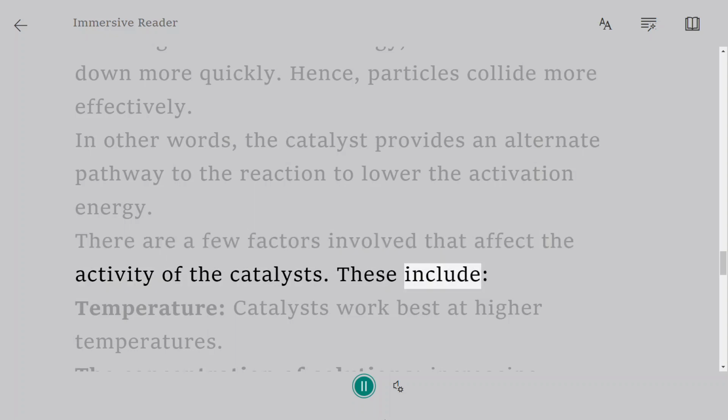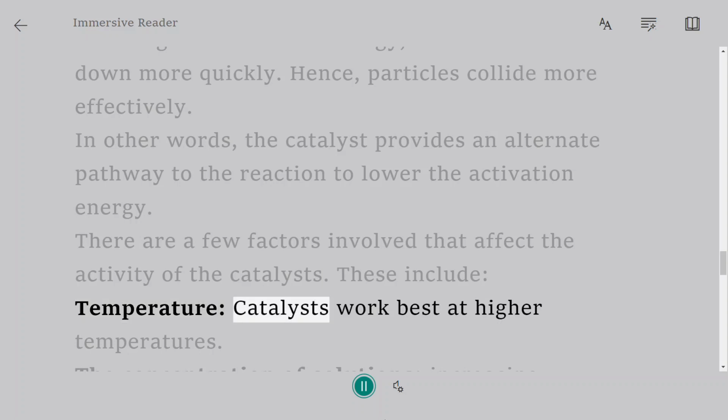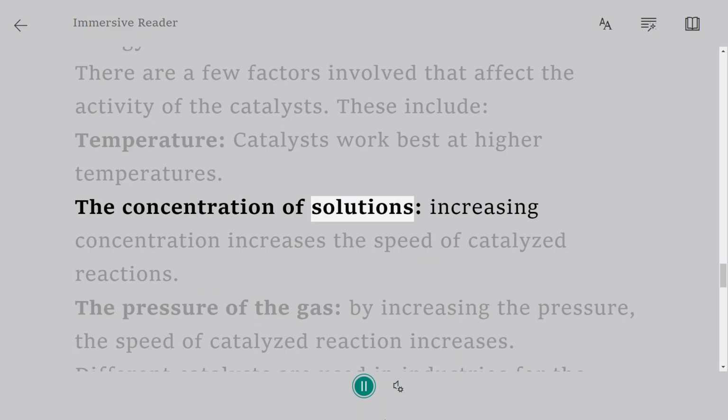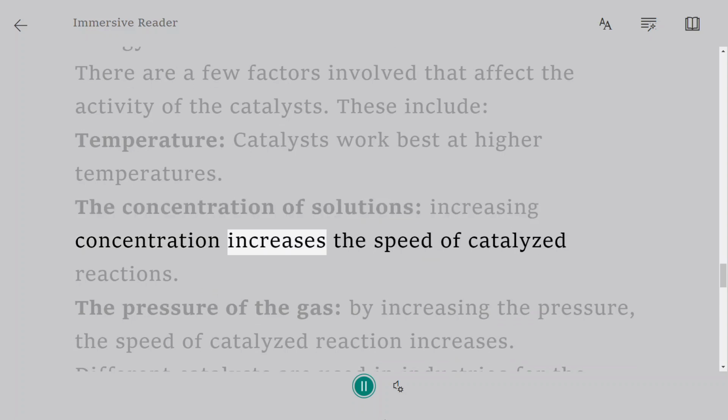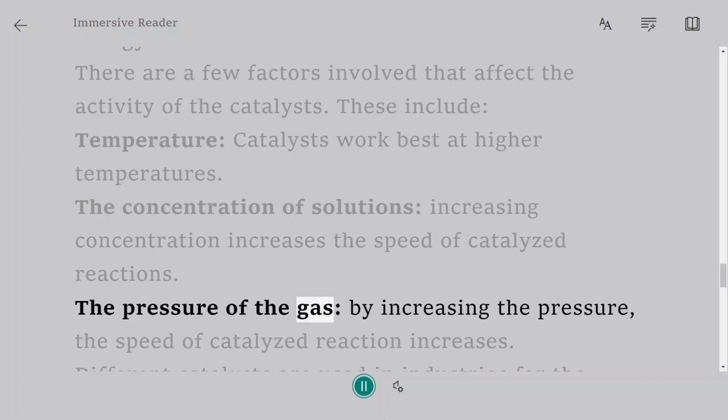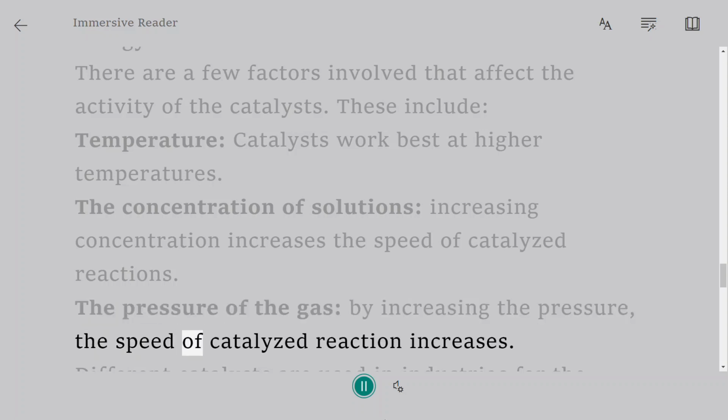These include temperature. Catalysts work best at higher temperatures. The concentration of solutions. Increasing concentration increases the speed of catalyzed reactions. The pressure of the gas. By increasing the pressure, the speed of catalyzed reaction increases.